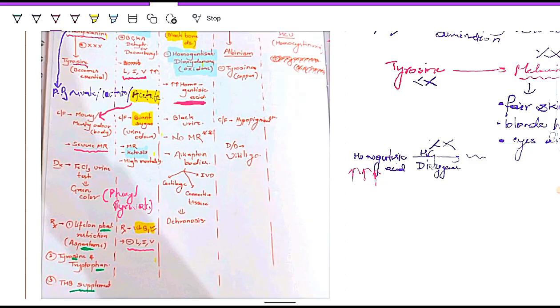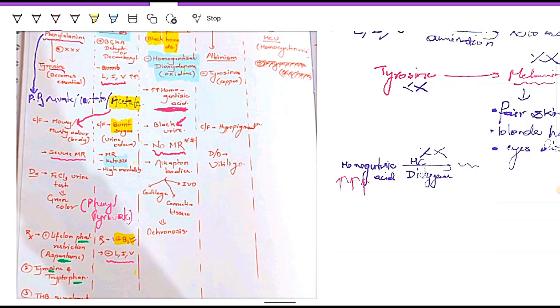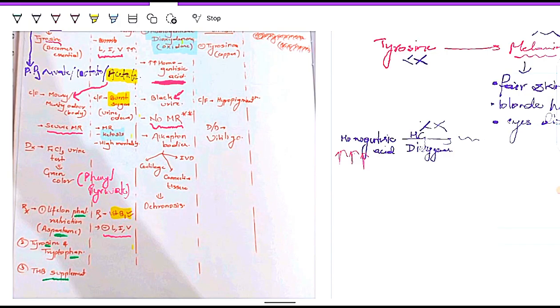Now the homogentisic acid gets oxidized, and it will also appear in urine since it is increased in our blood. So the clinical feature in alkaptonuria is that the homogentisic acid will be passed in the urine, and upon oxidation it turns black, so there will be black urine. Remember that there will be no mental retardation in this disease. This is an important point. Now this homogentisic acid also polymerizes. This polymerization leads to the formation of alkapton bodies.